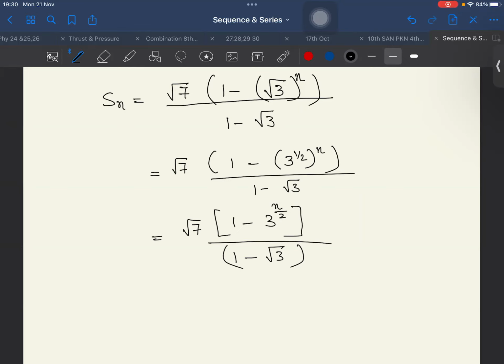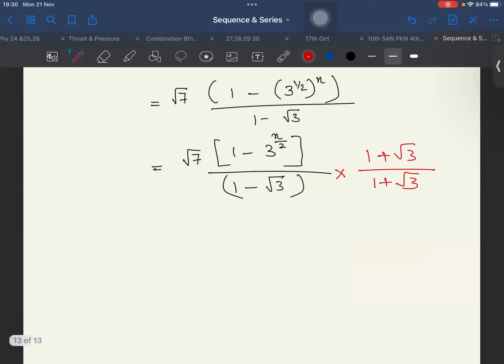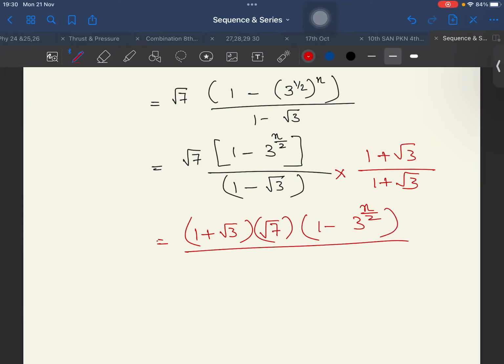What you can do is rationalize this. So you can multiply it with 1 plus √3. After multiplying, what we have is (1 plus √3) into √7, multiplied by (1 minus 3 to the power of n by 2), whole divided by, this will become a square minus b square, so 1 square minus √3 square.